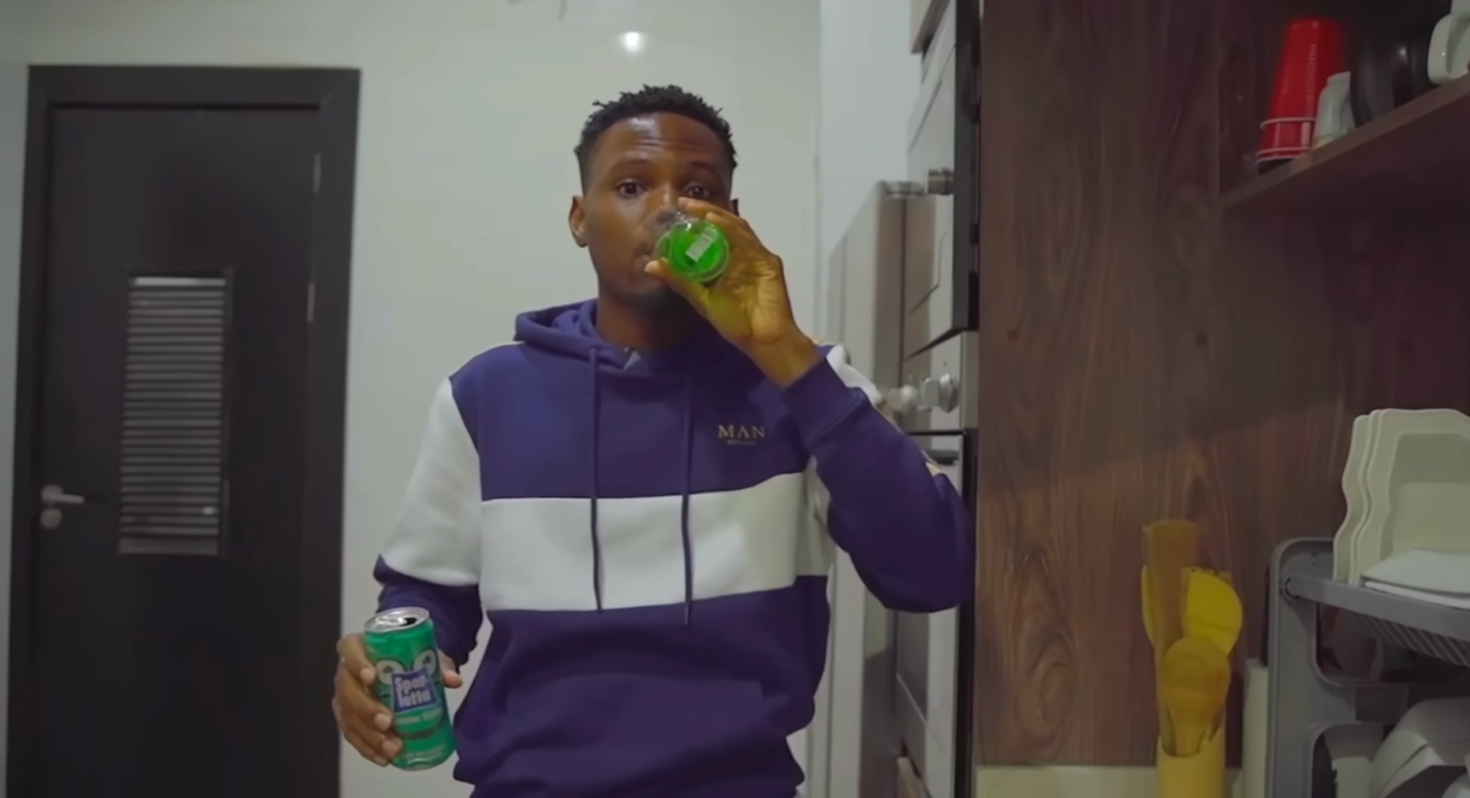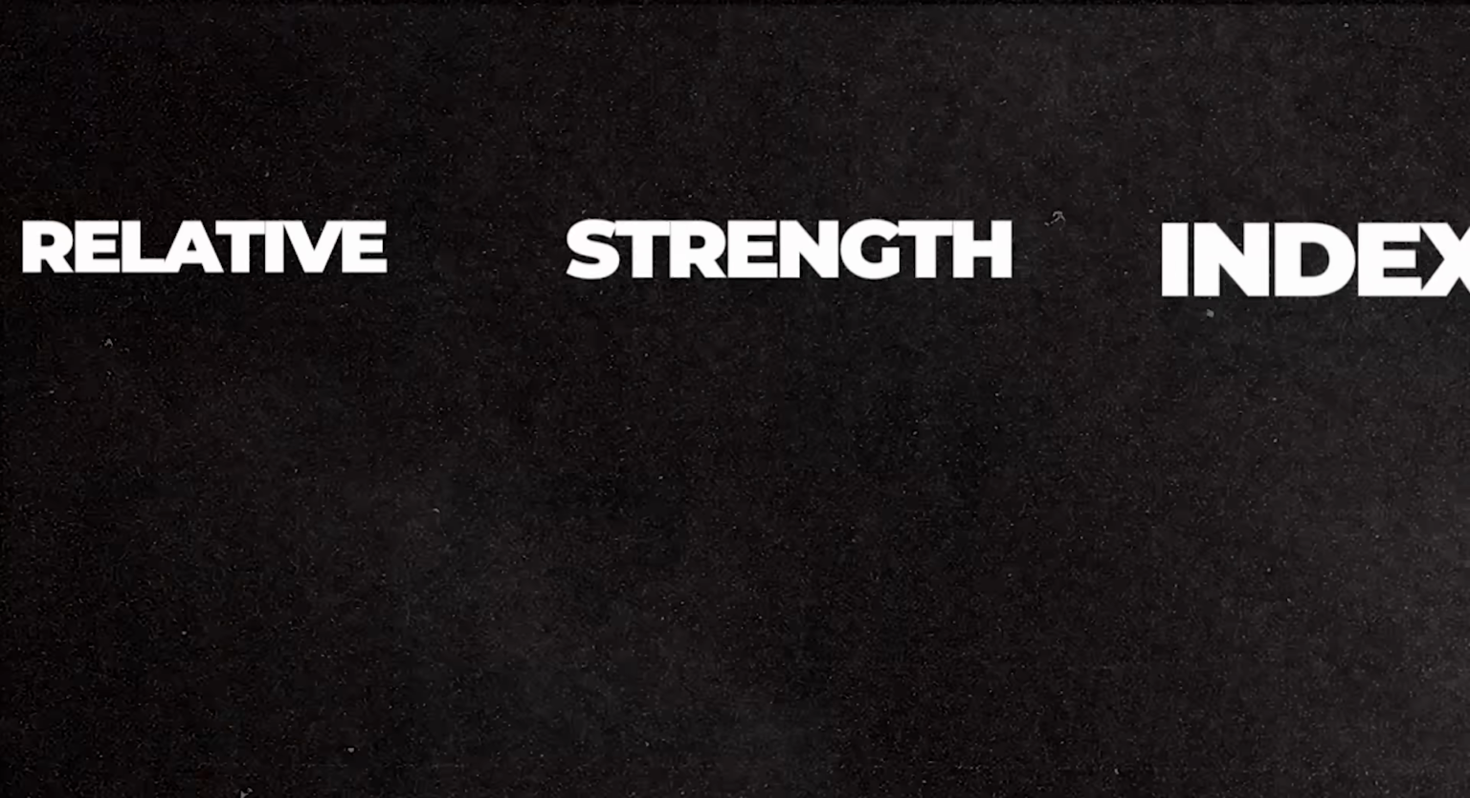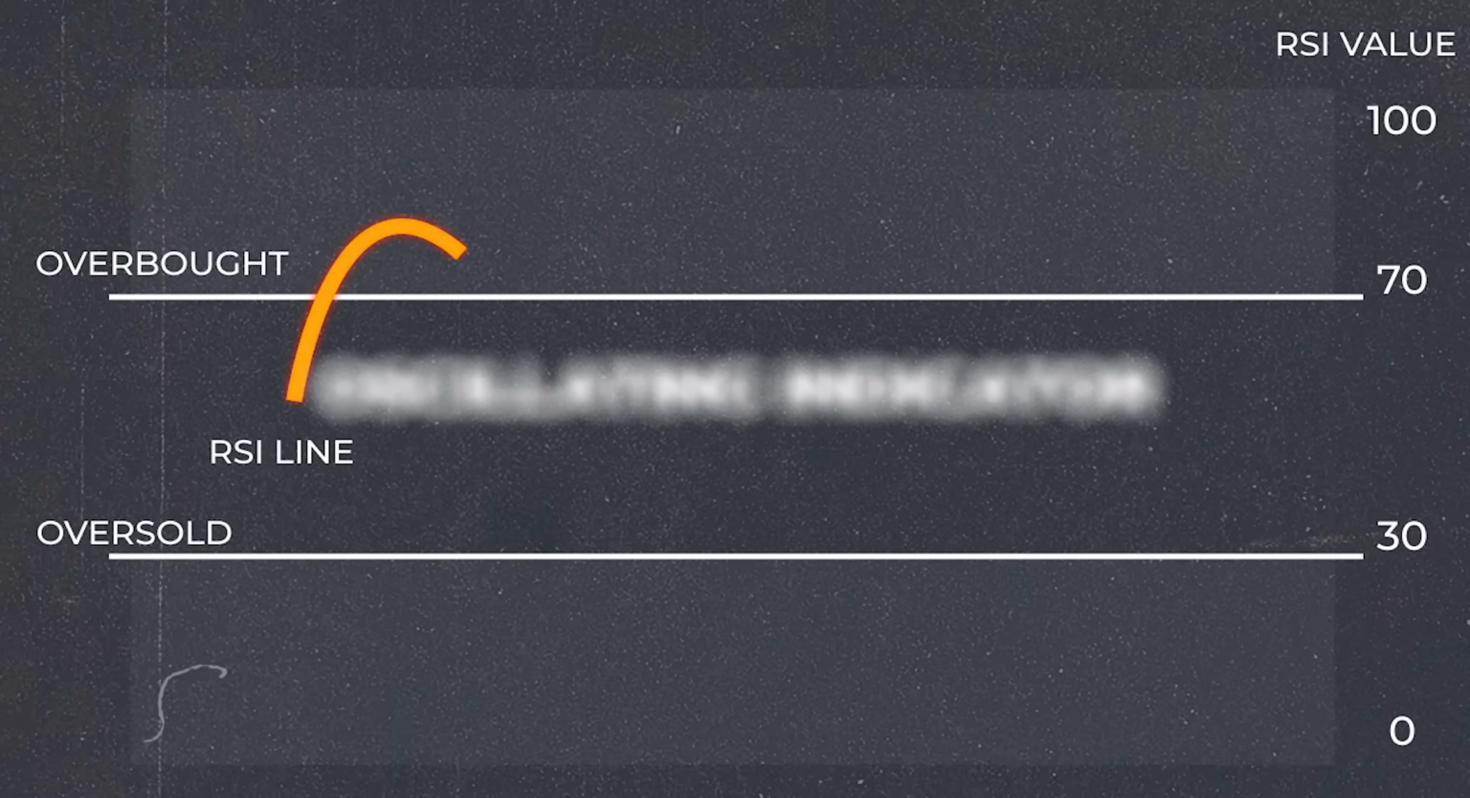Now let me head straight to the trading station while I sip my drink and share this strategy with you guys. Super excited to show you guys this strategy that made me $2,000 back 7 years ago when I started trading. And I'm super pumped to share that this strategy is the Relative Strength Index, popularly called RSI. So RSI is an oscillating indicator that moves from 0 to 100.